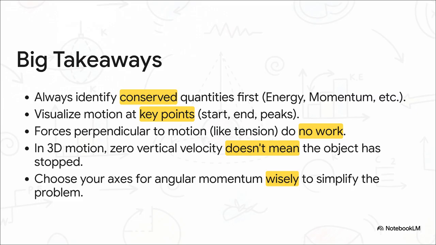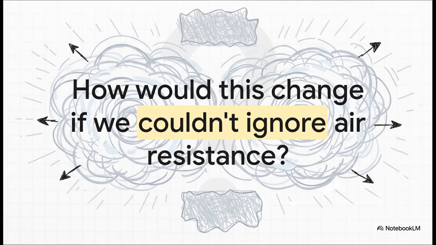Fourth, and this is a big one, don't fall into the trap of thinking an object has stopped just because one part of its velocity is 0. And finally, choosing your axes and coordinate systems wisely can turn a really hard problem into a much simpler one. And that is our deep dive into this classic problem. We'll leave you with one final thought to chew on.